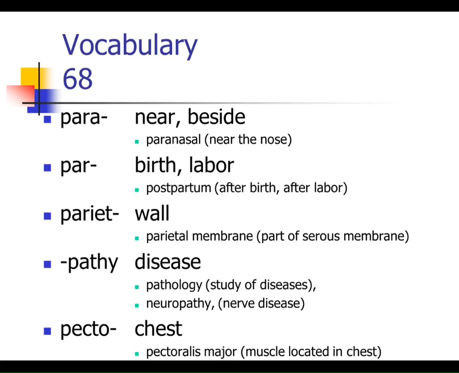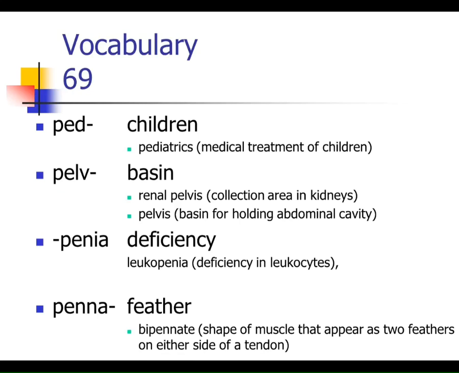Par, birth or labor. Postpartum, right, after birth. Parietal, we've seen this one long ago in Lab 1. We know the serous membranes are made up of two layers, the visceral and the parietal layer, and the parietal was lining the wall. Pathy, some disease. Pathology, the study of disease, or neuropathy, for example, a disease of the nerves or nervous system. And pecto, we've seen the pectoralis major referring to the chest. You go to a pediatrician for child-related things, so ped, children.